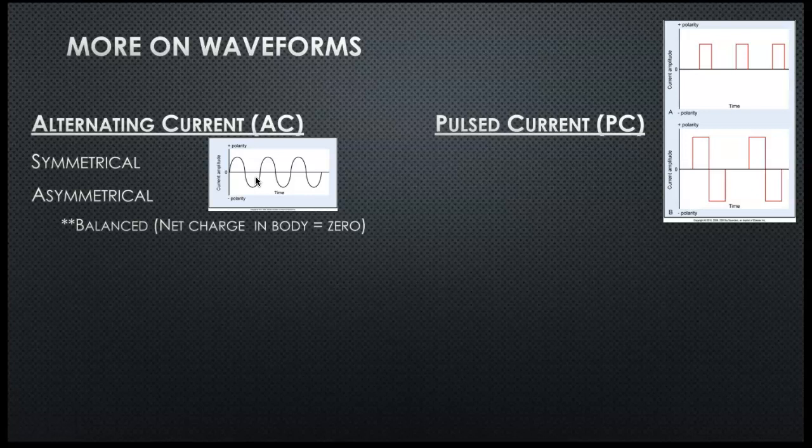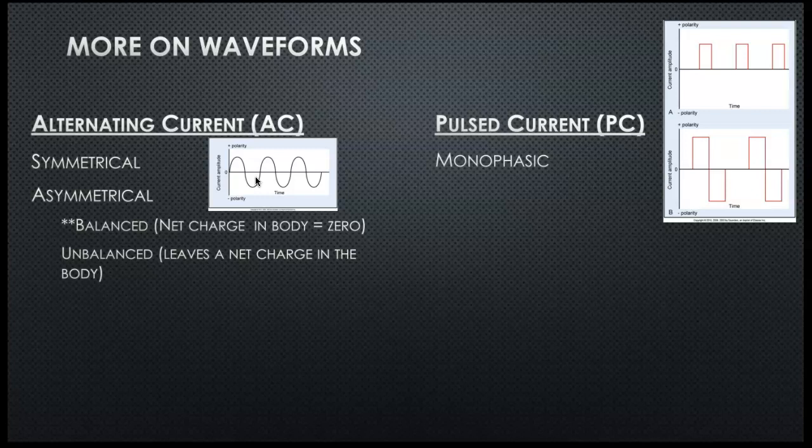Within asymmetrical current, you can have something that's balanced, which means that the amount of positive and the amount of negative that's going into the body is equal, and so therefore the end net charge that's going into the body is really zero. Like the positive and the negative cancel each other out. You can also have unbalanced asymmetrical alternating currents. That is going to leave a net charge in your body. Okay.